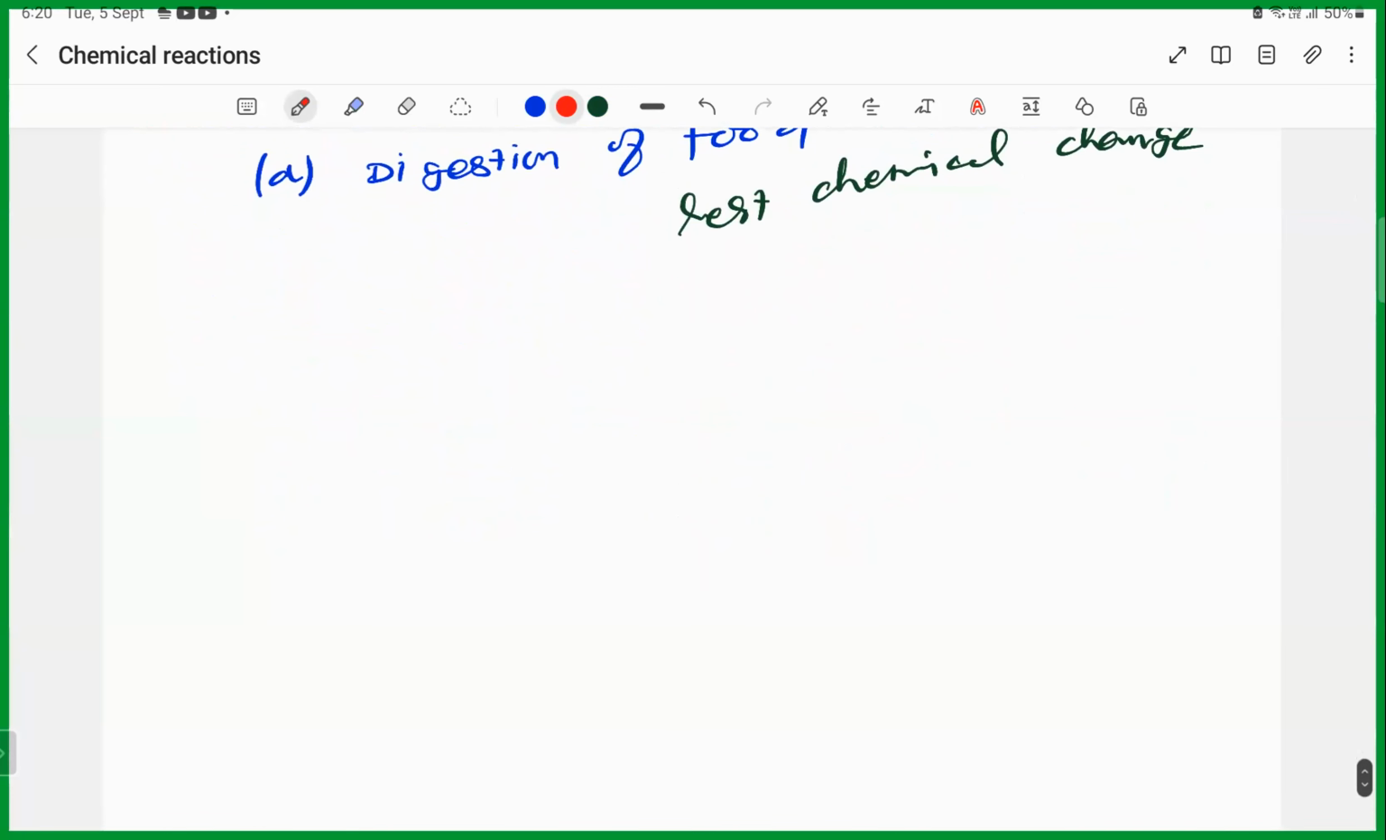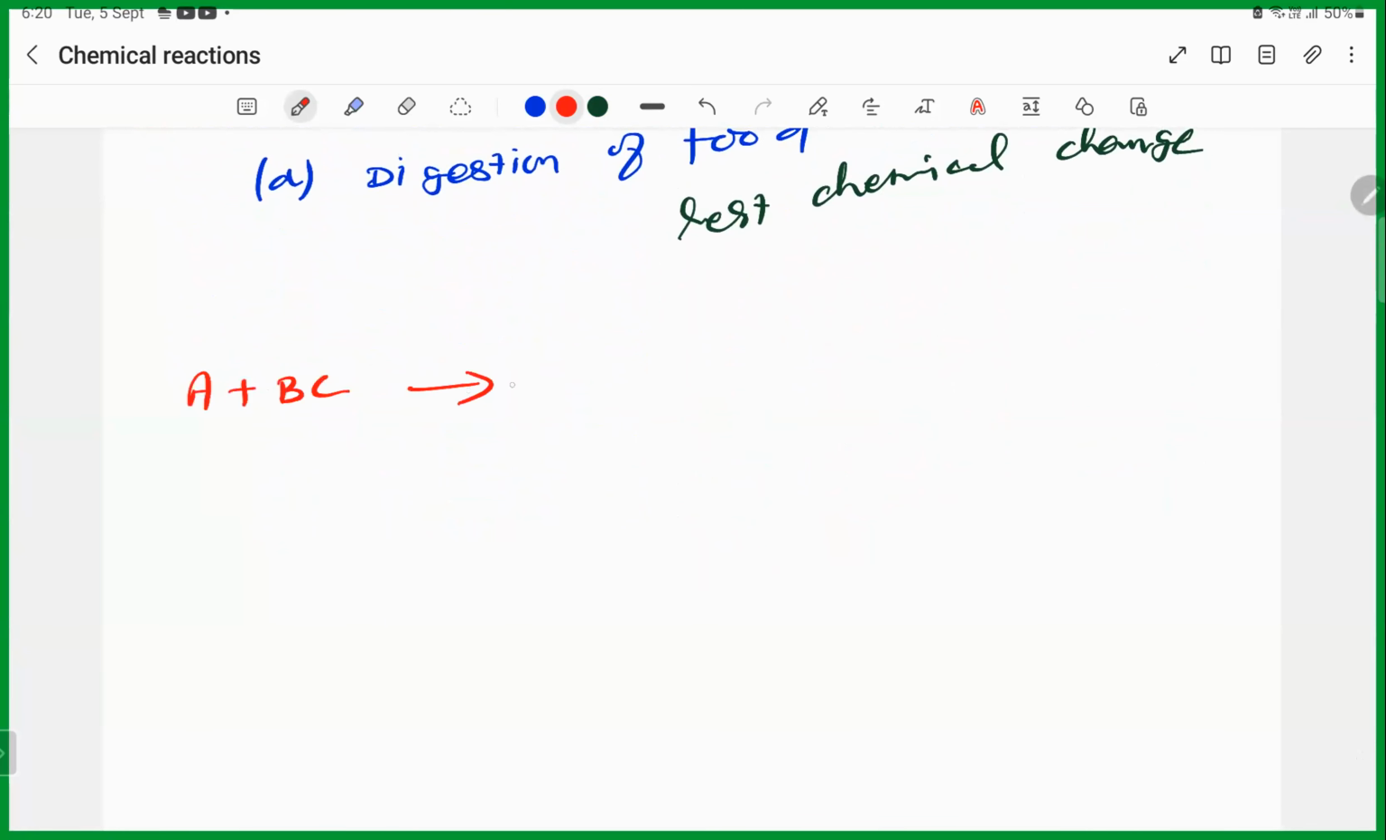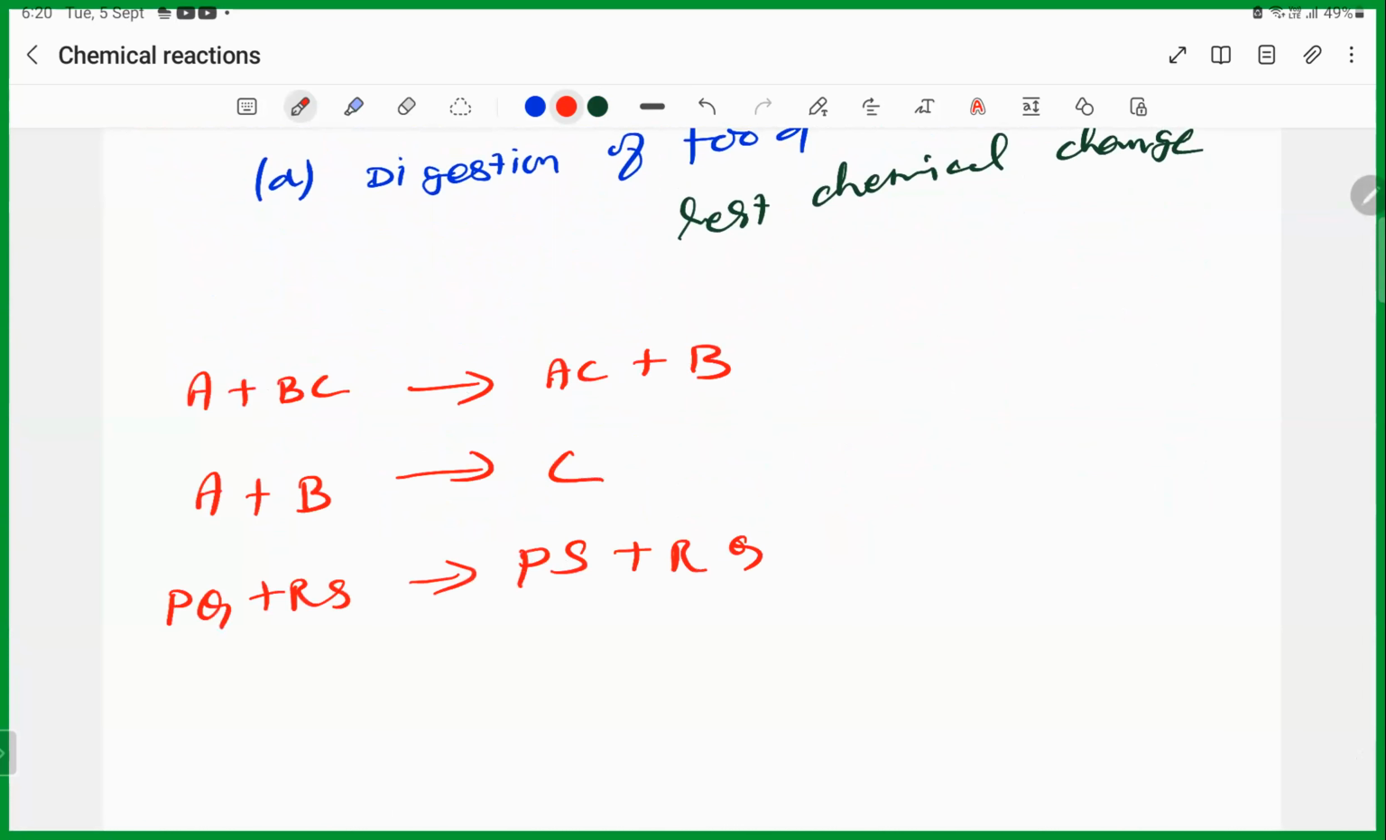State the type of chemical reaction represented by the following equation. A plus BC gives AC plus B. A plus B gives C. PQ plus RS gives PS plus RQ. And A2O3 plus 2B gives B2O3 plus 2A. Tell me, what is the type of reaction?